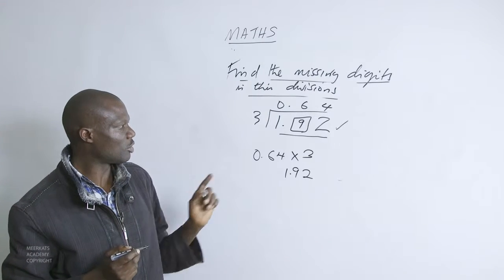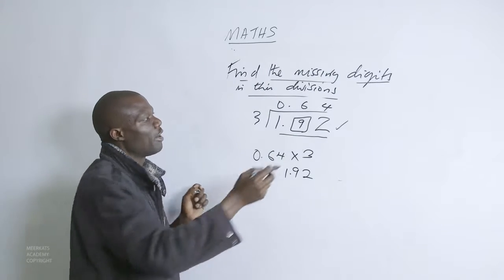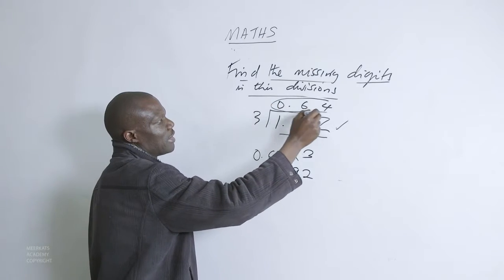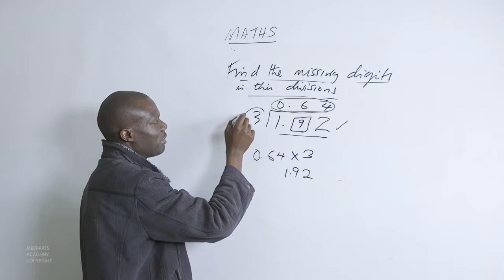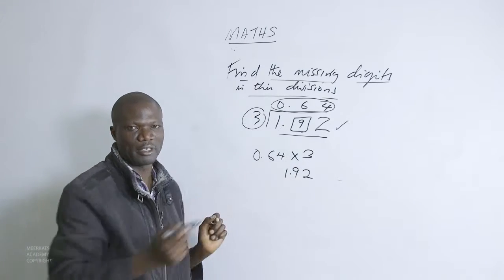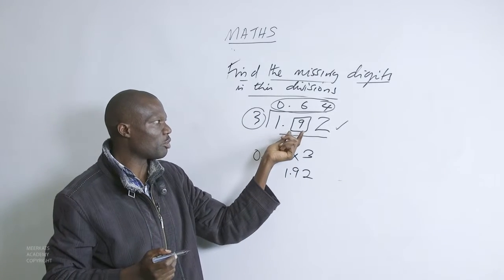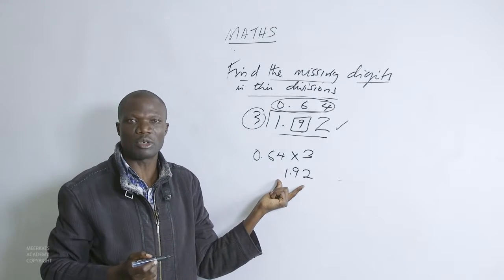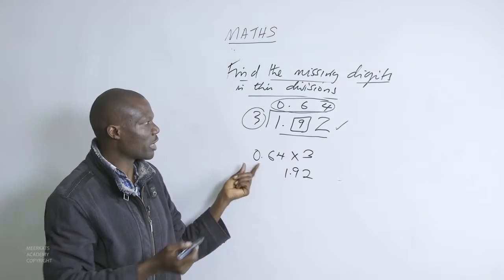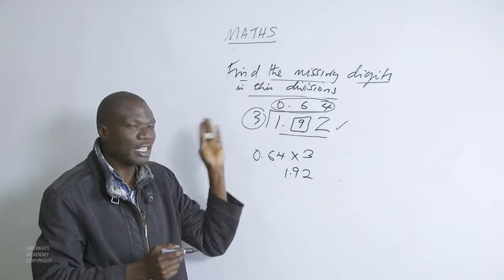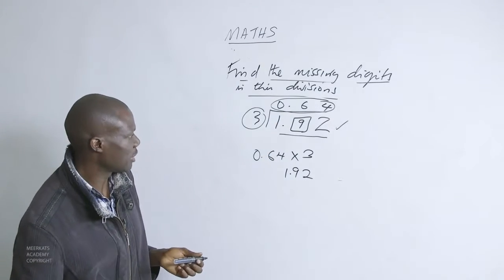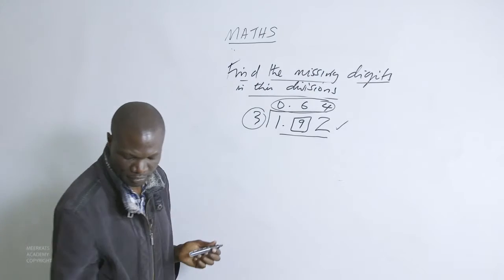So if this is the case, that means the missing digit here is 9, and we can try to confirm it. Take note that this one we call the quotient. Multiplied by the divisor, we get the dividend. But the dividend was not complete. That's why we multiplied and found that's what we have. So we can now prove and see if 1.92 will give us 0.64. Let's see.